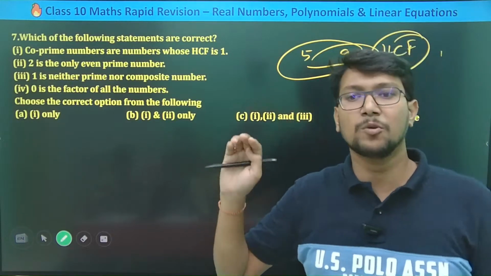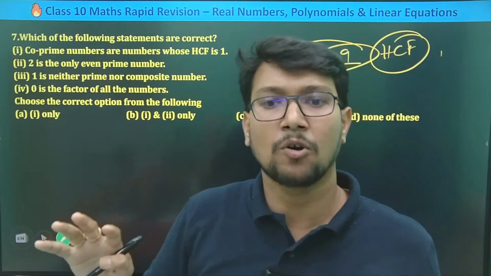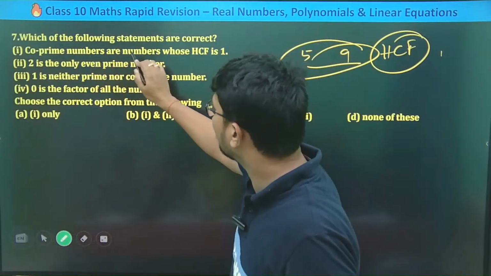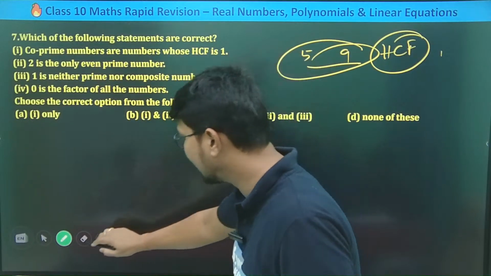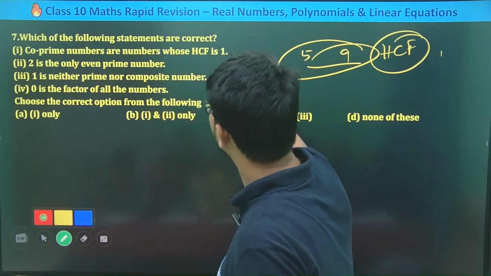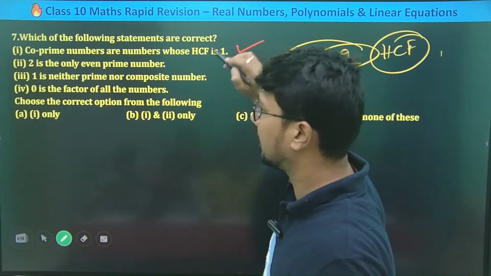Two numbers whose HCF is 1 are known as co-prime. So co-prime numbers are numbers whose HCF is 1. This is true. Correct.